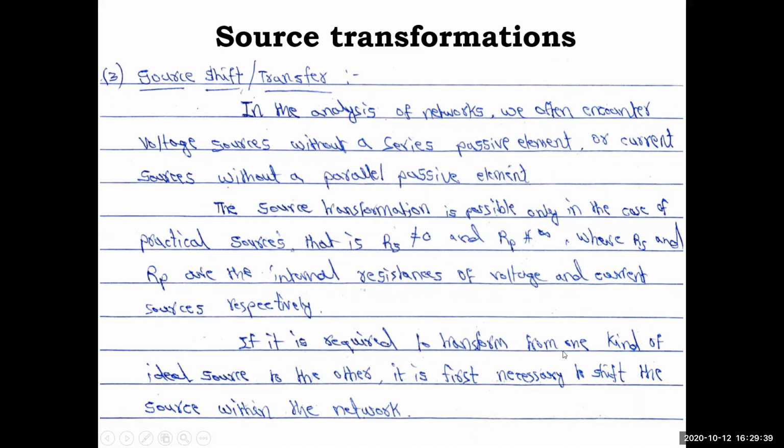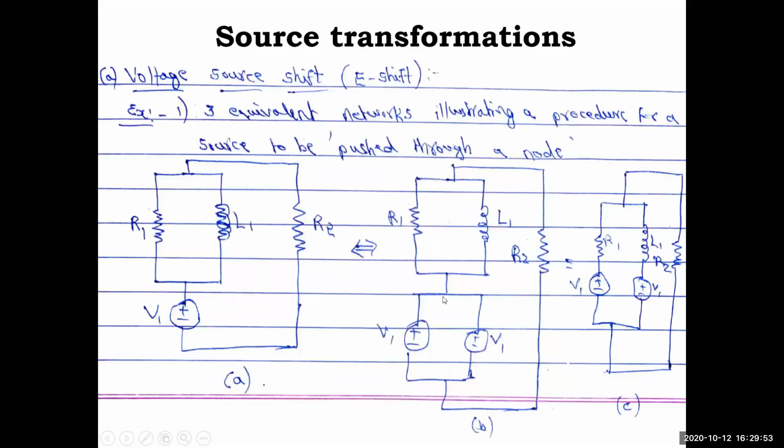If it is required to transform from one kind of ideal source to the other, it is first necessary to shift the source within the network. There are two types of shift we will do: one is voltage shift, another is current shift, because we have the two sources. First method, voltage source shift. We will explain it with an example itself.